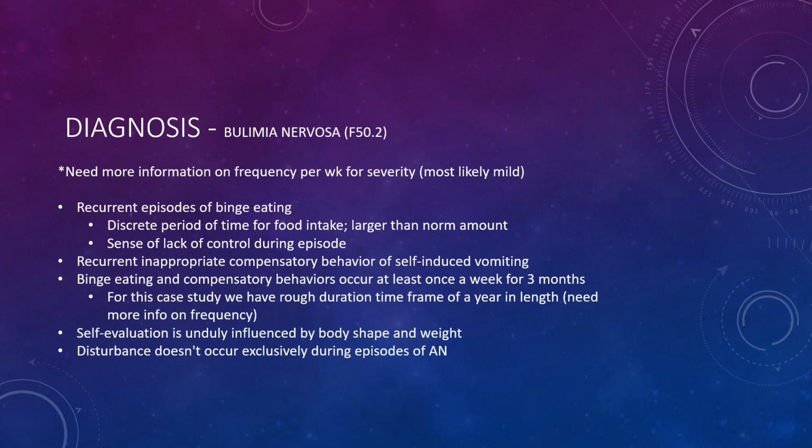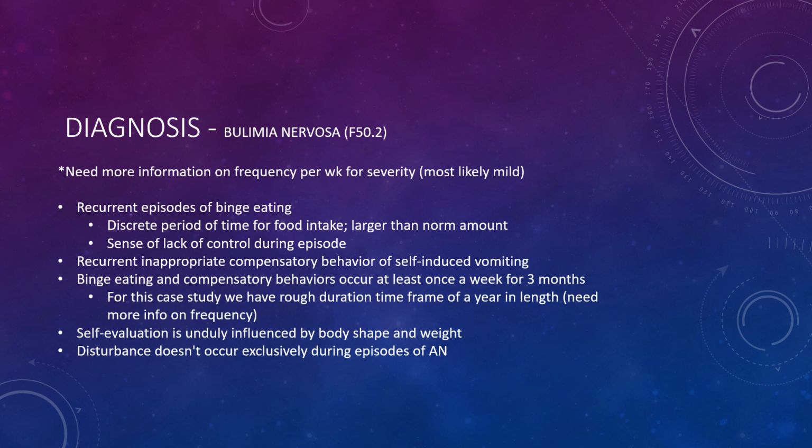So she meets the criteria because she has suggested she has recurrent episodes of binge eating. She meets the discrete period of time for food intake, which is larger than a normal amount. She has a sense of lack of control during those episodes. We know that she does engage in an inappropriate compensatory behavior of self-induced vomiting. We also know that she has been preoccupied with her body shape and weight. And from what we know, the disturbance is not occurring exclusively during an episode of anorexia nervosa.